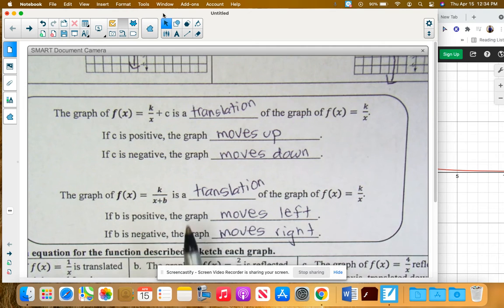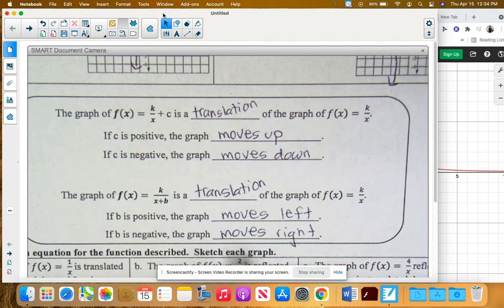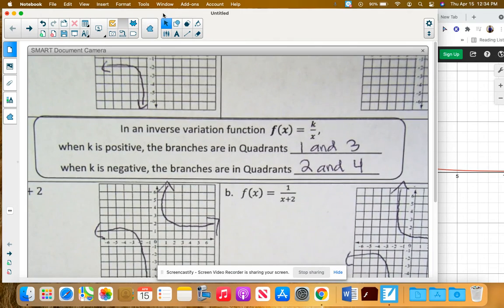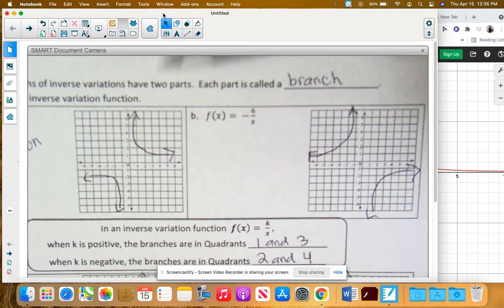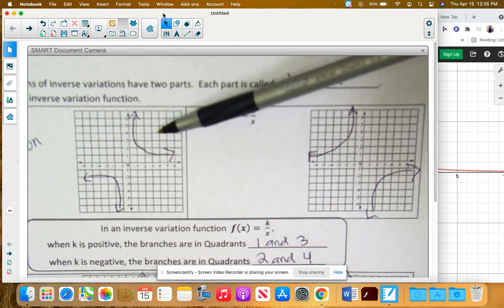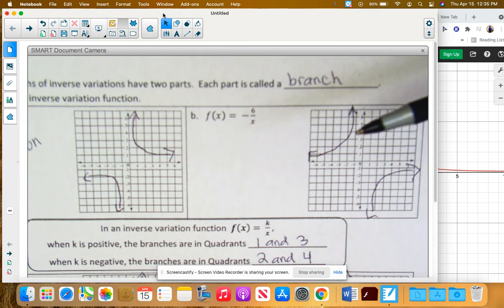If you put a number in the denominator, in the bottom of our fraction, if that number is positive, it's going to move left. If that number is negative, it's going to move right. Up here is telling us which way my branches are going to go. So if I look at my graphs, if my number is positive, it's going to be in the first and third quadrant, like example A. If my number is negative, it's going to be in the second and fourth quadrant.